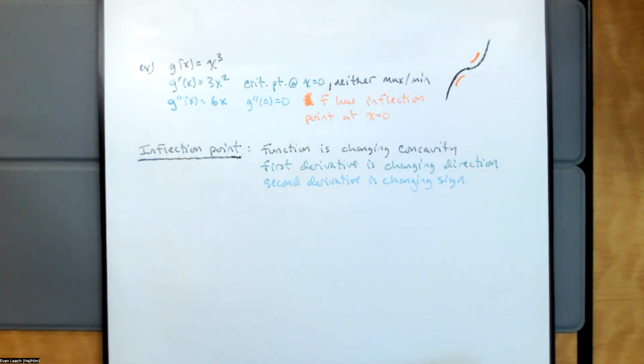This is relevant to recent events, because for a long time, the number of cases of COVID was increasing at an increasing rate. Then at a certain point, we reach an inflection point where cases are still increasing, but the rate at which they are increasing is slowing down. The first derivative has changed direction.